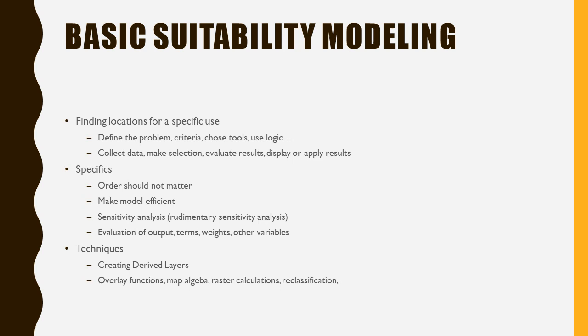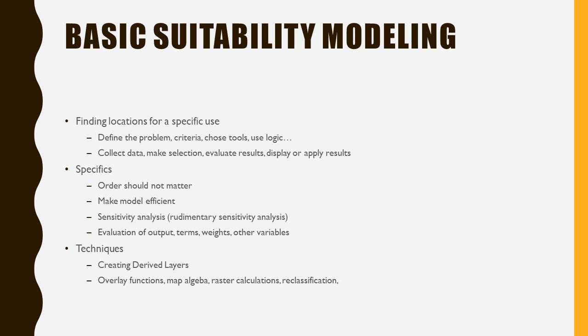The specifics of what you're doing, the order should not necessarily matter. You want to do things to make your model efficient. Things like if you have layers that will eliminate vast amounts of data, you want to do those things early in the modeling process so that you're not chugging through and processing large amounts of data that ultimately you will not need in your model.